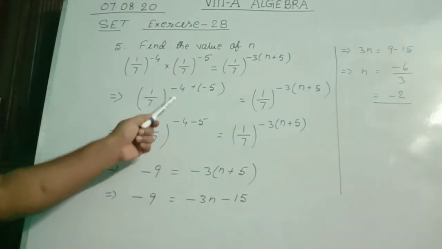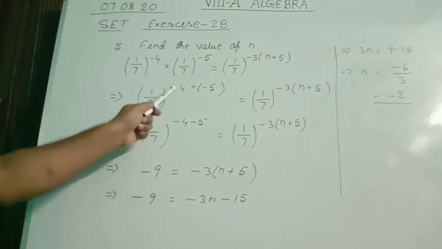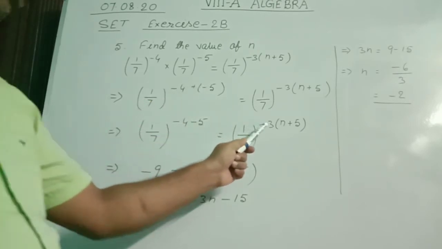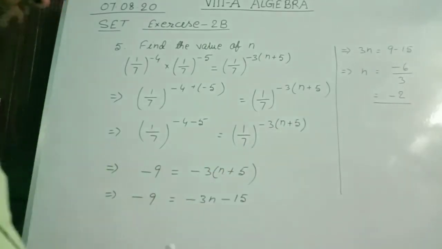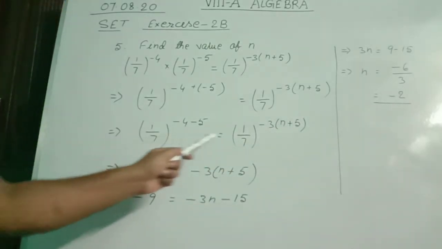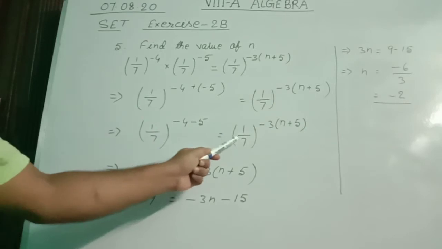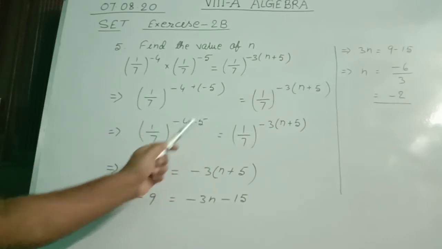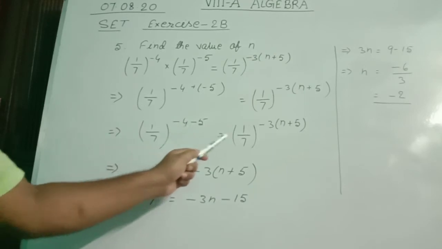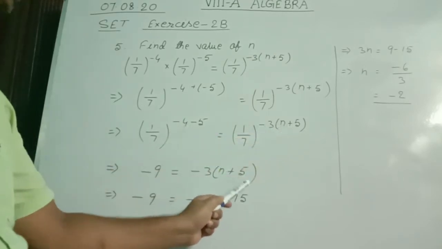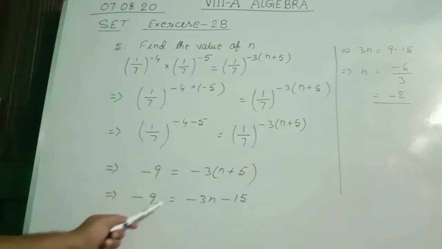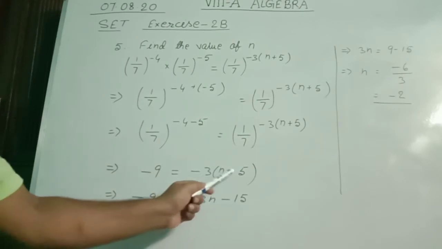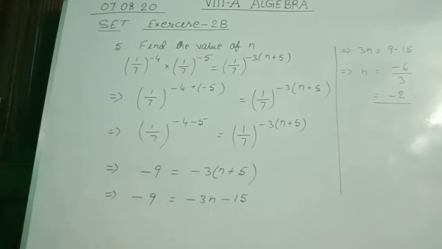The simplification of this term (1/7)^(-4 + -5) equals (1/7)^(-3(n+5)). So these bases are the same. We can cancel this base, and this calculation became -9. This much equals -3 × (n + 5). So -9 equals -3 into n, plus -3 into 5, that is -15.